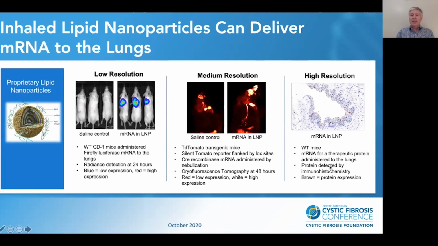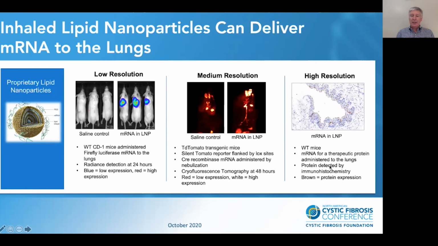This can be activated by giving the mice a Cre-recombinase RNA, and this then acts with the lock sites to cause the gene to be switched on and the tomato reporter to be expressed. Now, there is some leakage. You can see in the saline control, there is some expression. And to orientate you there, the head of the mouse is at the top of the video, and the diaphragm is at the bottom of this screen.